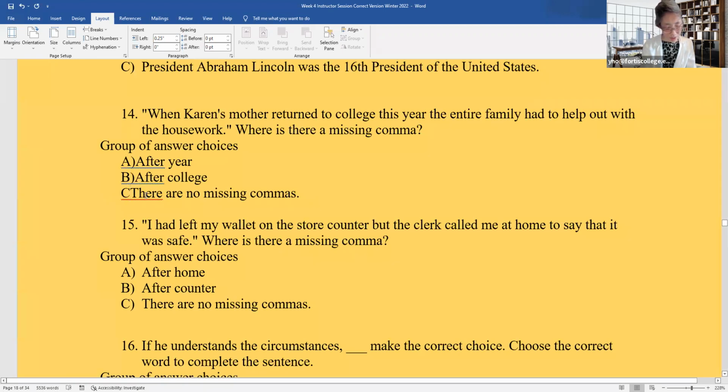Anyway, so which is the correct answer? A, B, or C? A, yeah, because why is there a little dash? You're showing off the answer again.